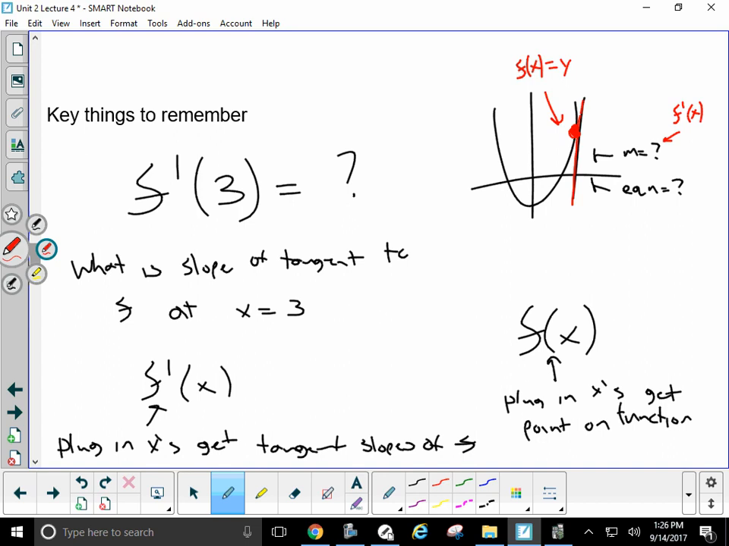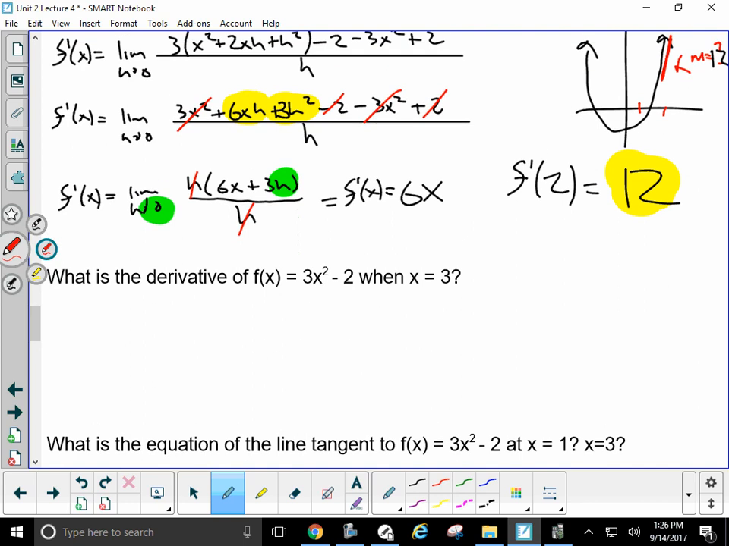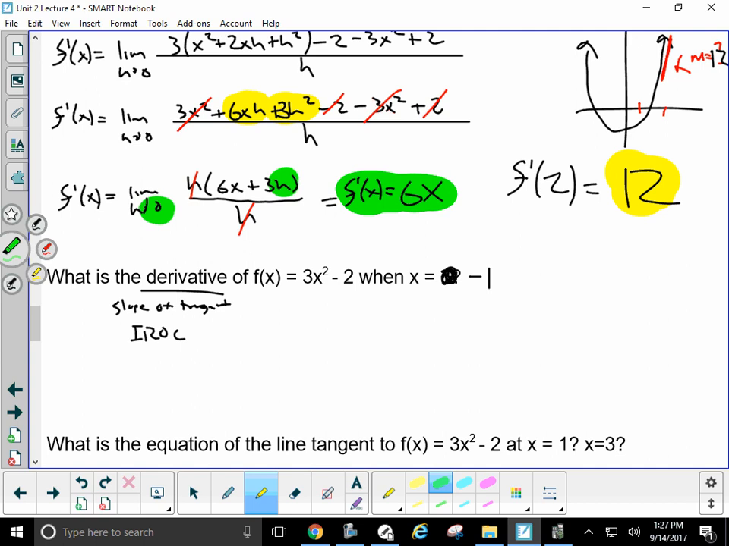Okay? Now keep that in mind. Let's do the next question. What is the derivative? What does that mean? Slope of the tangent. Instantaneous rate of change. All the same. Of this function when x is, I'm going to switch this up to -1. Okay, you guys figure out the answer to that. Discuss it with a neighbor.